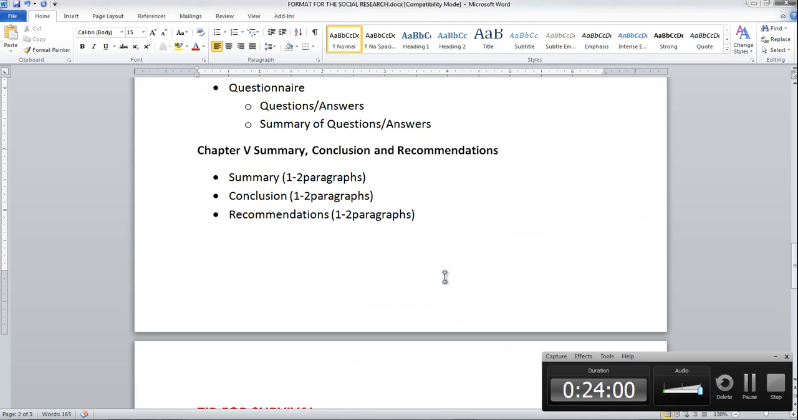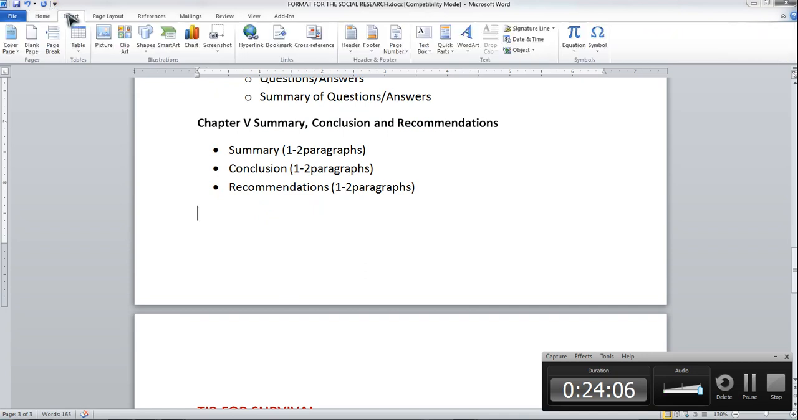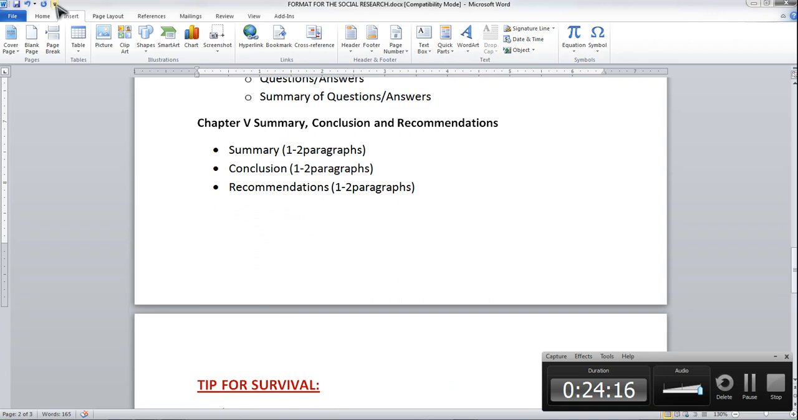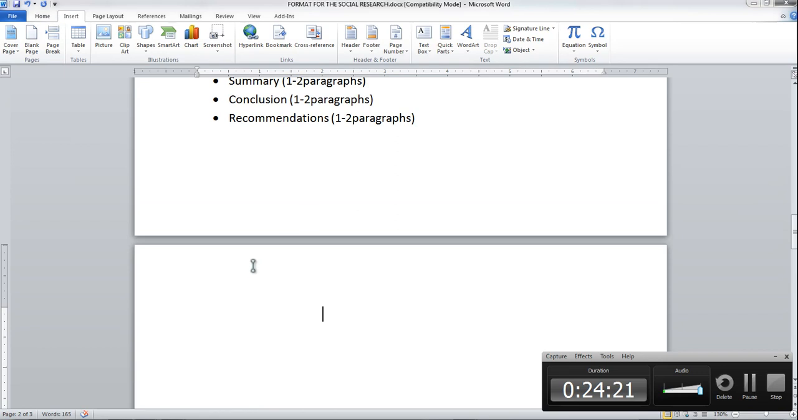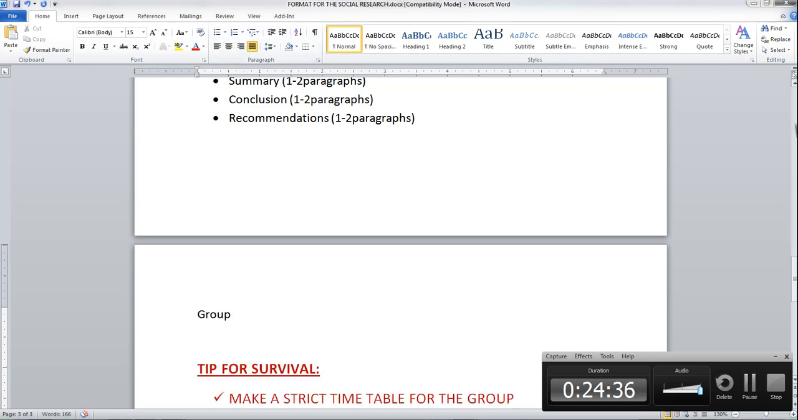After the research paper, after chapter 5, allocate a page. Okay, just give me a moment. Why is this like this? Okay, you need to allocate a page for the group members.